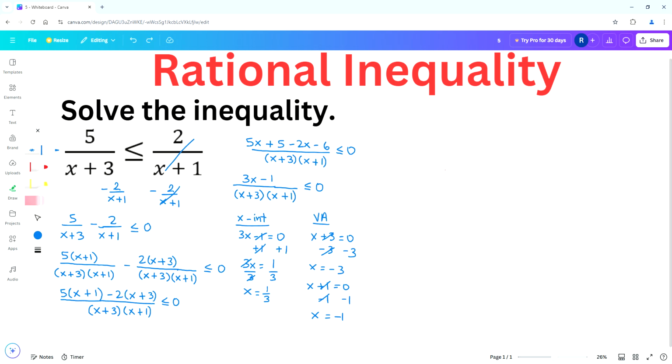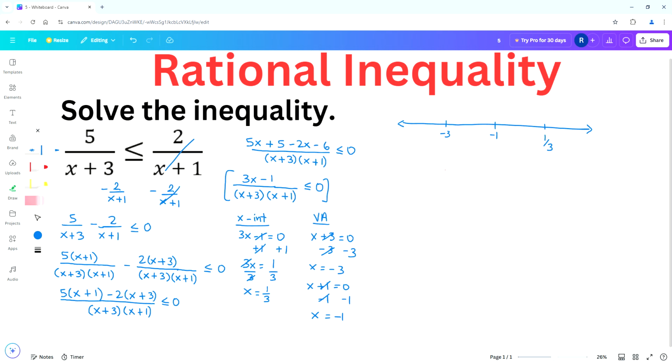Next, we can use the number line method to find the intervals of x over which the inequality 3x minus 1 over x plus 3 times x plus 1 less than or equal to 0 is satisfied. We can start by drawing the number line. We can show the x values for vertical asymptotes and x-intercept. These three values divide the number line into 4 parts. We have to use a test value for each part of the number line.